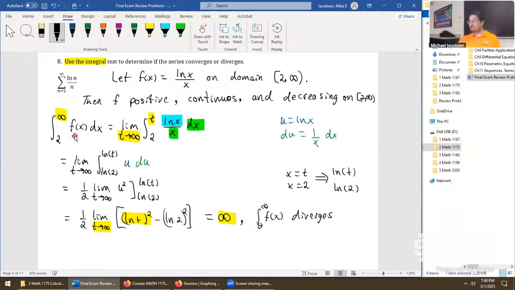And then that finally means by the integral test, our original sequence, let's give it a name, summation an, we'll say therefore summation an must also diverge. And at that step, we did it, folks.